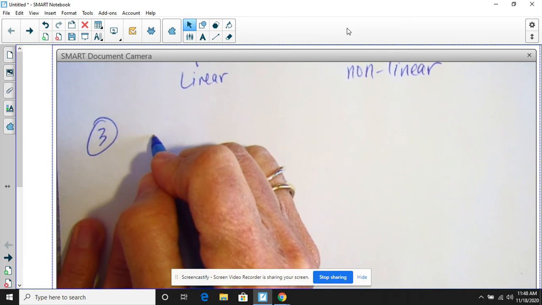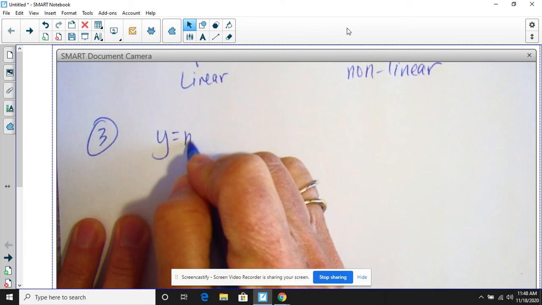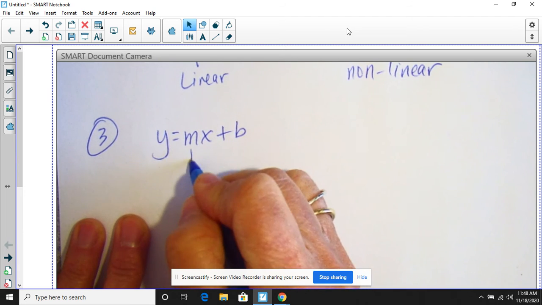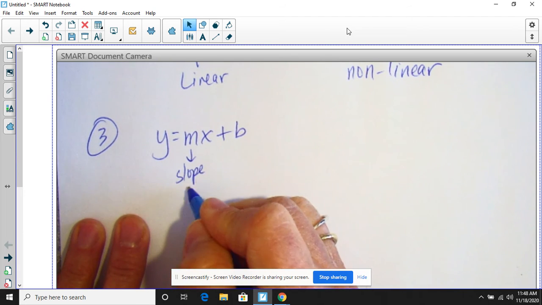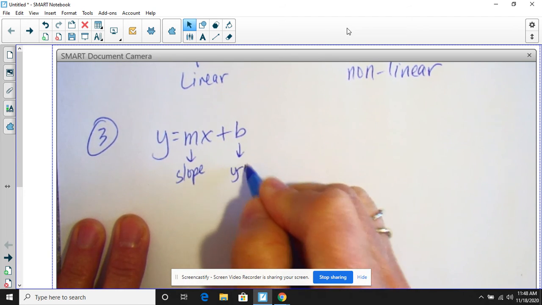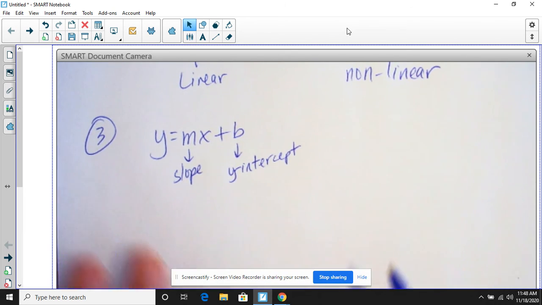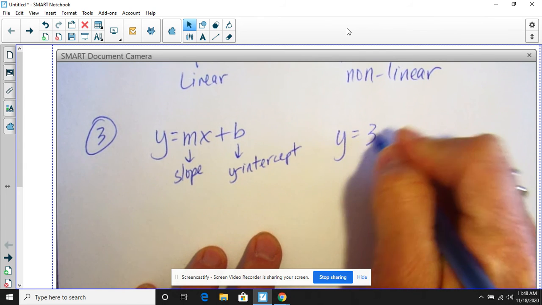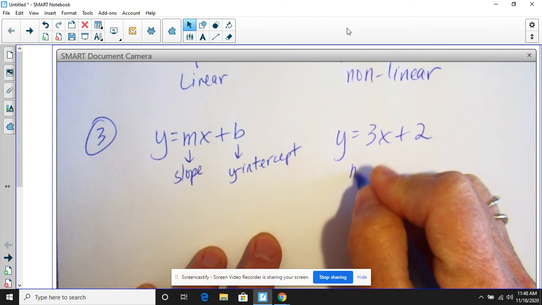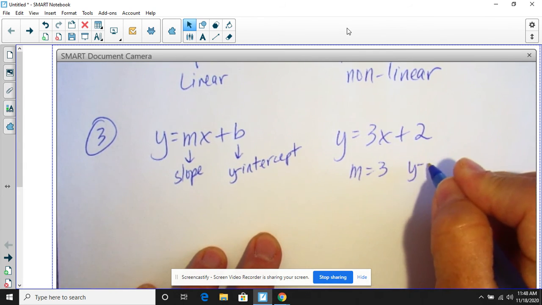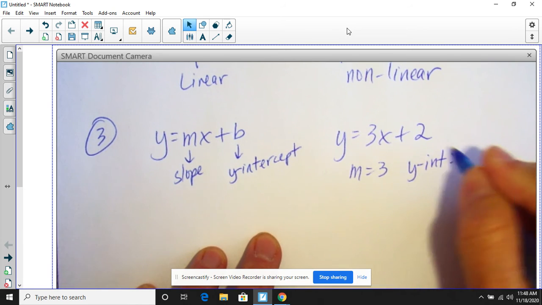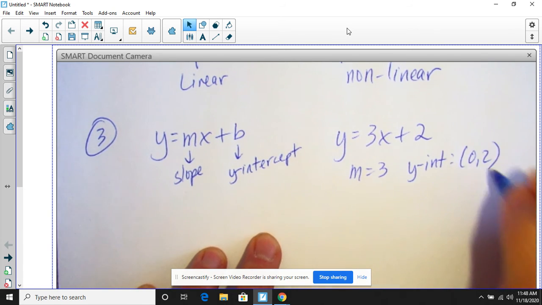Okay, and then the third thing this is going to quiz you on is, if you're given an equation, name the slope and the y-intercept. Remember, slope-intercept form is y equals mx plus b, where the m is your slope, your rate of change, and b is your y-intercept, or your starting value, the beginning. So if you have y is equal to 3x plus 2, the slope is 3, and the y-intercept, or the b, is 2. As an ordered pair, that would be (0, 2).